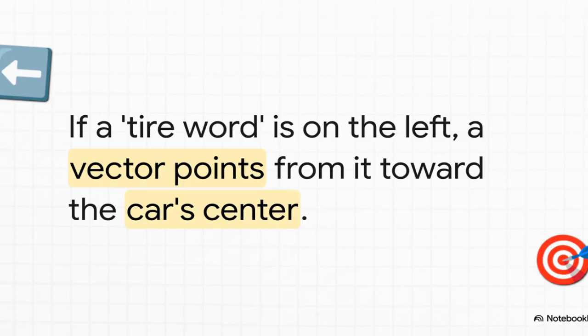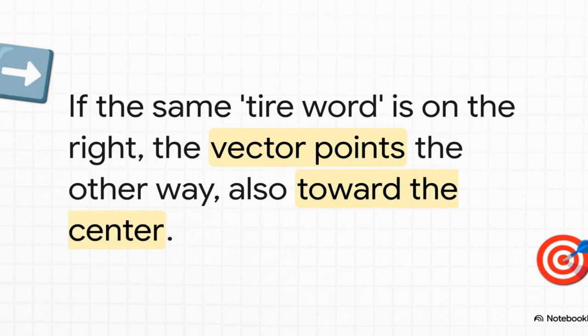During that training phase, when the algorithm finds a tire word on the left side of a car, it also learns to store a little arrow, what we call a vector, that points from that tire right back to the car's center. And if it finds that exact same tire word, but this time on the right side of another car, the arrow it stores points the opposite way, but again, always pointing back toward the object's center. It's essentially building this internal map of how all the parts of an object are supposed to be arranged.